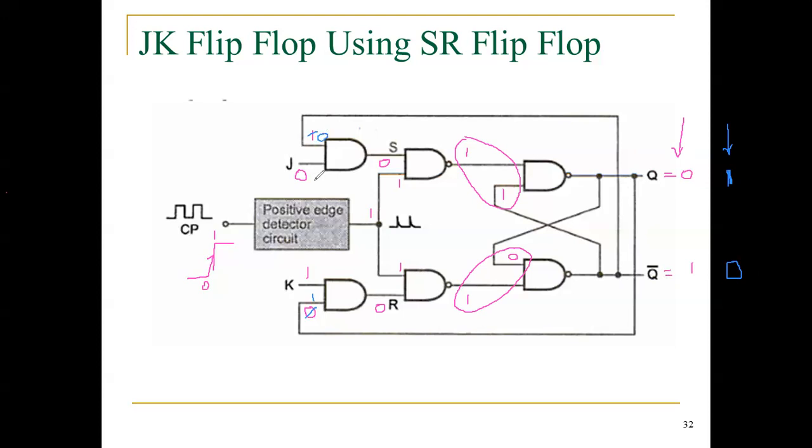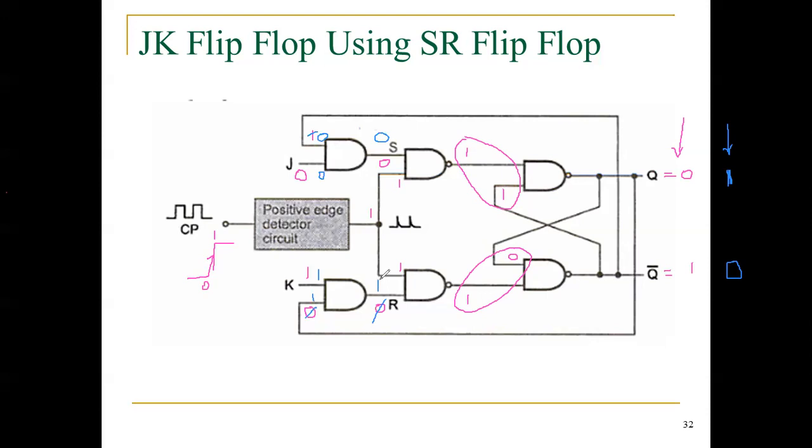Now I am applying J input equal to 0, and the same thing, K equal to 1. K equal to 1. What will happen? Since one of the inputs, or all the inputs, are 0, my output will be 0 now. My output will be 0 here. Then since all the inputs are 1, my output here changes to 1.